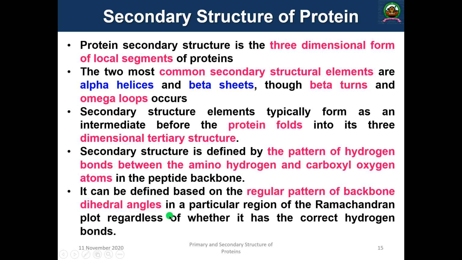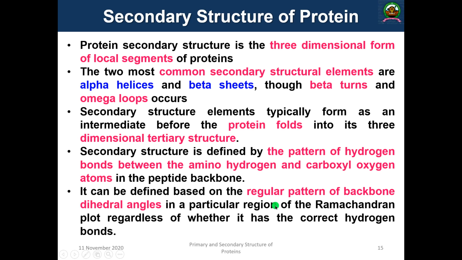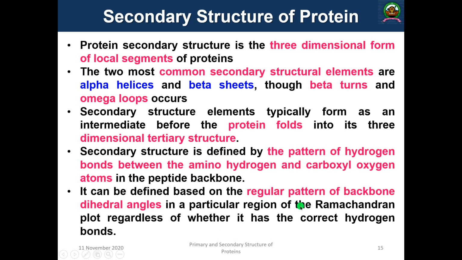Okay, I told you the secondary structure will be produced only if the psi and phi angles fall in a particular region, not all the regions. Okay, so that is very, very important. A particular region of the Ramachandran plot, regardless of whether it has correct hydrogen bonds or not. Okay, even though the hydrogen bonds are correct, it should have these particular psi and phi angle values.